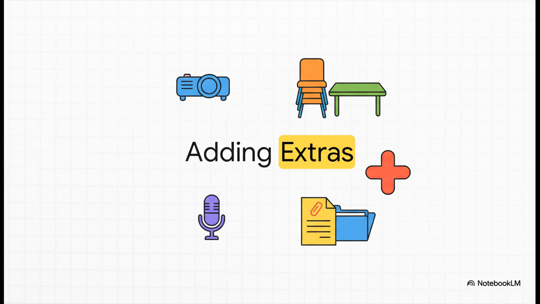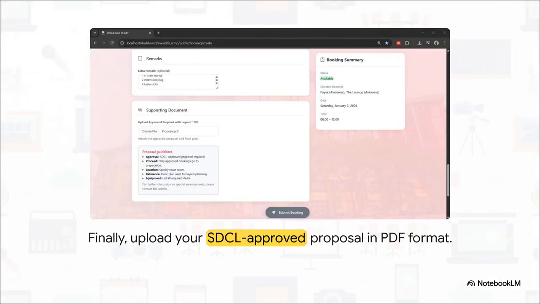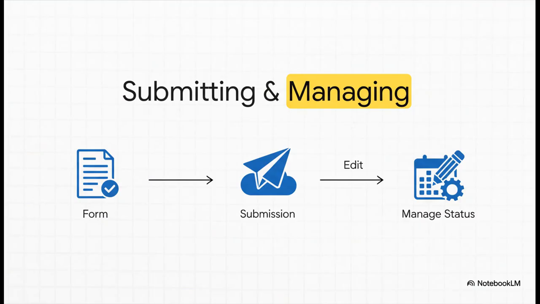This is for equipment and required documents. Need speakers, tables, or anything else? You can add all that right here. And this is a big one. You have to upload your approved proposal. It's mandatory. You're almost there. Let's hit submit and see what happens next.